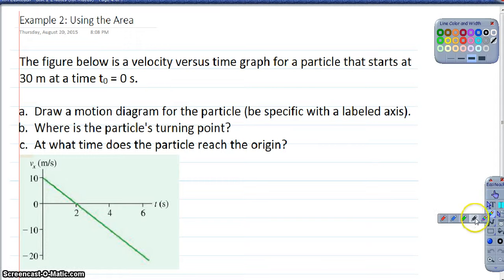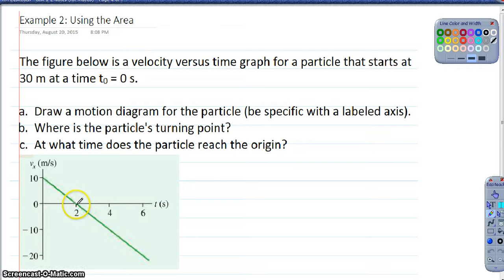Okay, so for the first part of this video, I left off on part A and B, I believe. We did the motion diagram. Do remember with the motion diagrams, be as specific as you can with the displacements, the velocities, the times, make sure all of that is labeled on there. And then we also, through finding the motion diagram, we found out where the particle's turning point was, right?